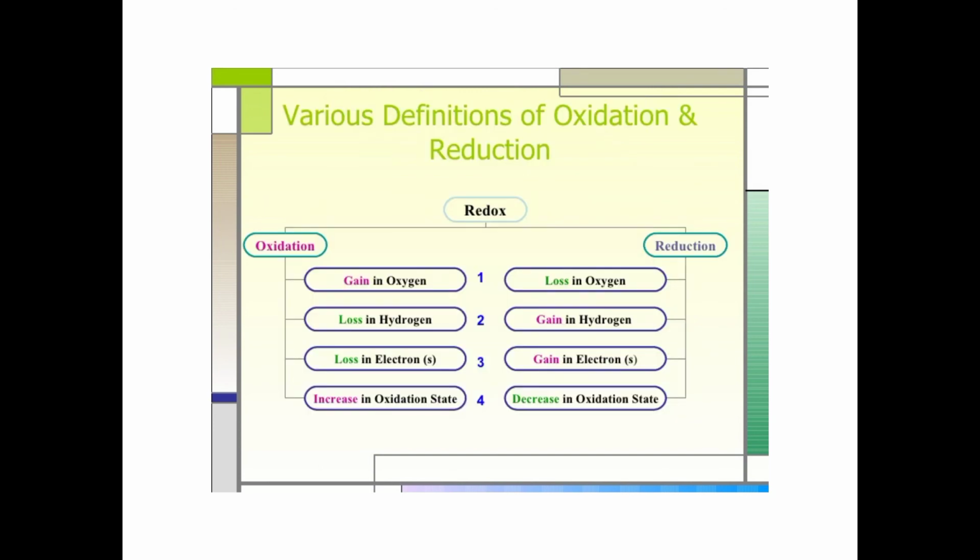So what are the definitions of oxidation? Gaining of oxygen. So reduction will be the opposite of this. Oxidation is gaining of oxygen, so what will reduction be? It is loss of oxygen. Oxidation is loss of hydrogen, so reduction is gain of hydrogen. Loss of electrons is oxidation, gain of electrons is reduction. Increase in oxidation state is oxidation, so decrease in oxidation state is reduction. So the opposite.